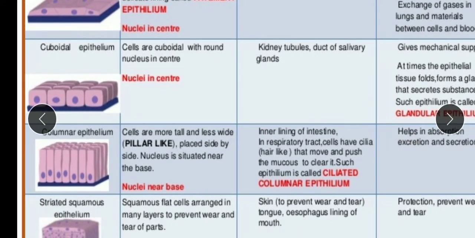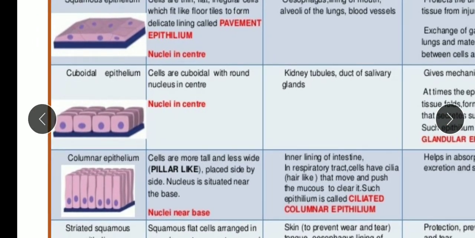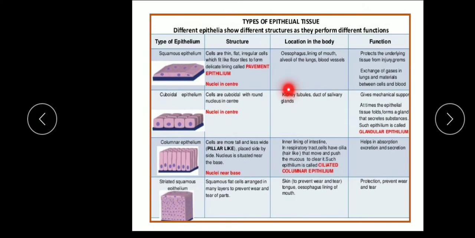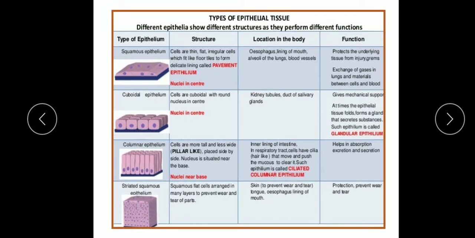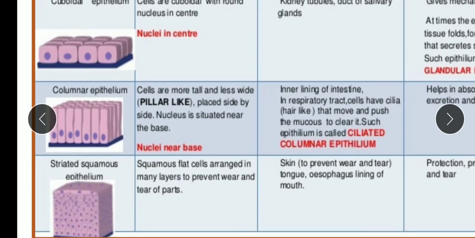And this ciliated columnar epithelium is present in the trachea, windpipe. And this ciliated cuboidal epithelium lines certain parts of urinary tubules also, like kidney tubules. So understood, children? These are the different types. And the last one is the stratified squamous epithelium.